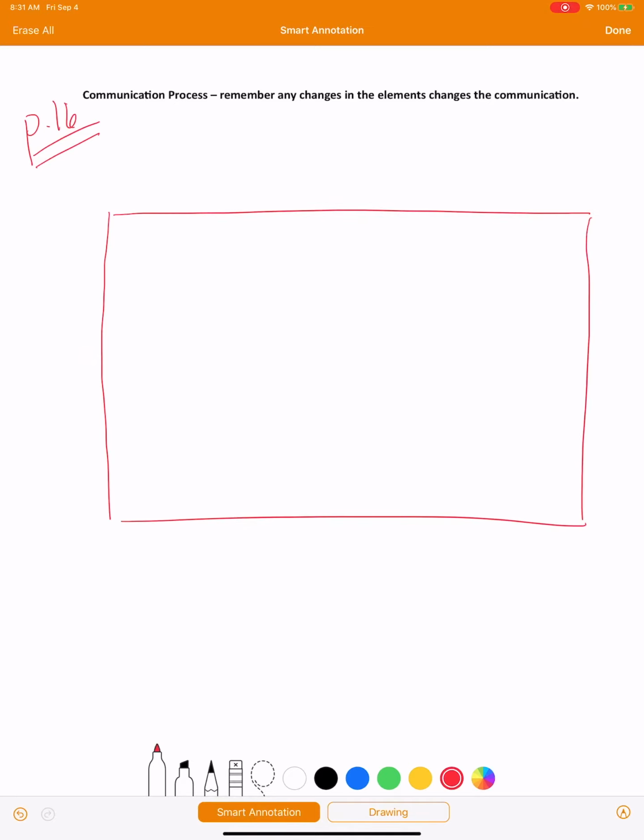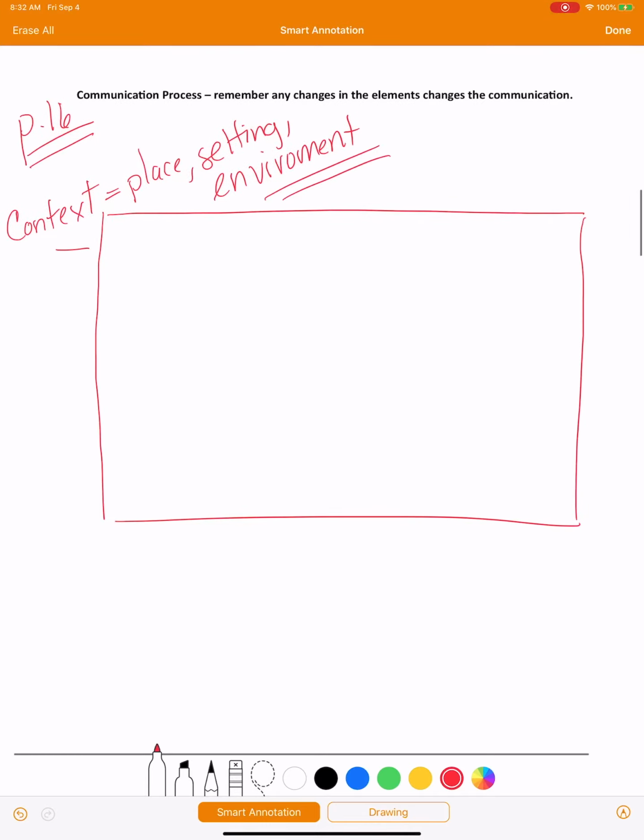All right, our box is considered the communication context, and this equates to the place, setting, or the environment that the communication happens in. For example, a football stadium, church, a classroom, your own home, a business, a store, and any other place that you can actually think of. But you have to understand that changing the place actually changes how you communicate.